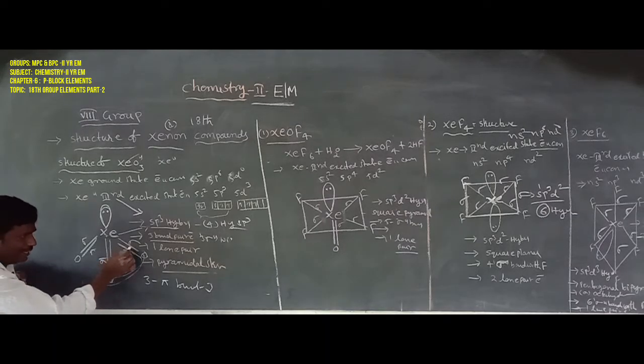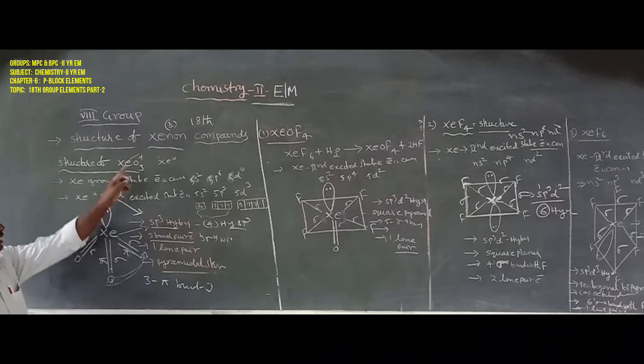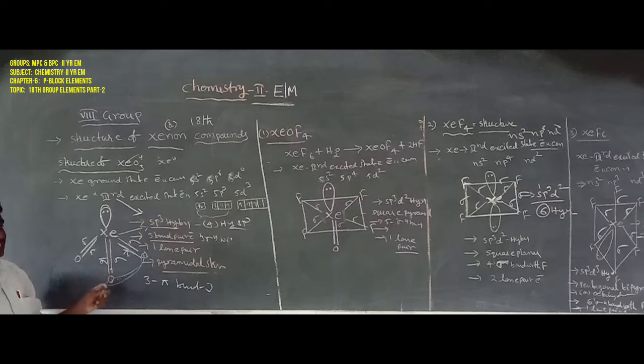The central xenon atom bonds with the 3 oxygen atoms, forming 3 sigma bonds, 1, 2, 3, and 3 pi bonds with the 3 oxygen atoms. With 1 lone pair and 3 bond pair electrons, it forms a pyramidal structure. That is the structure of xenon trioxide.